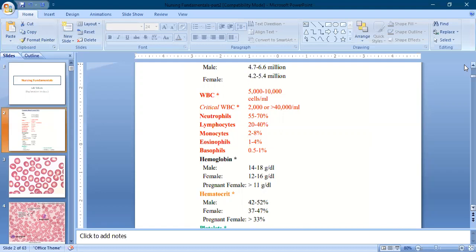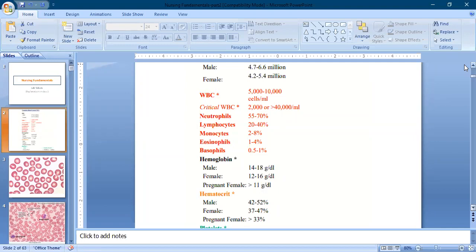So basically, if anybody has anemia for a long time, there is a chance of developing heart failure. For the NCLEX board, you must know the signs and symptoms of anemia, a frequently asked question, right?